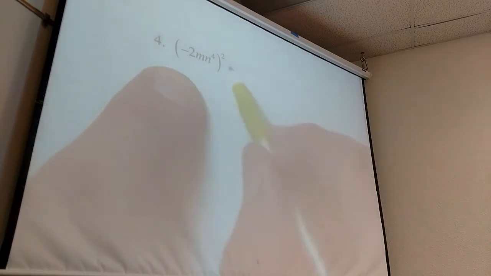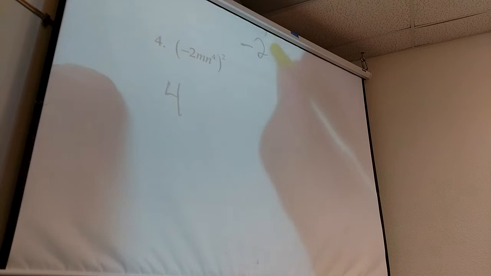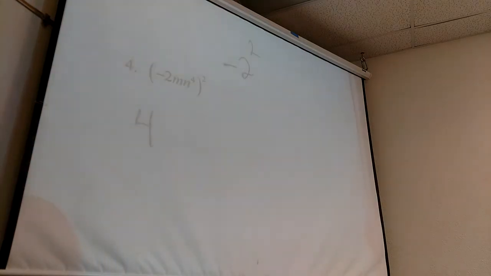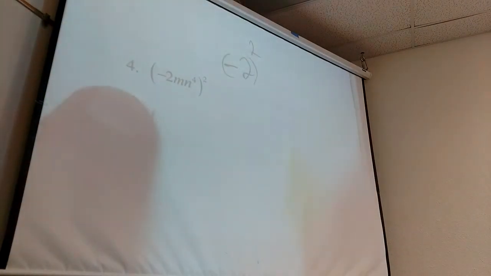What's negative 2 squared? 4. Why is it not negative 4? Because it's (-2) squared. If you put this in your calculator, it will tell you negative 4 because you told it to do the wrong thing. You told it to square 2 and then put a negative on it. What does this say to do? Square negative 2. That's definitely going to come out positive.